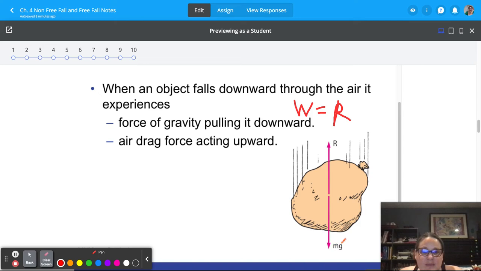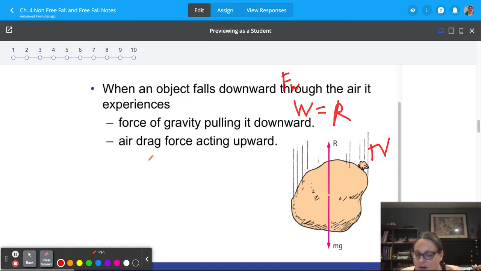So mg is mass times gravity, which is another way of saying weight. So m times g equals weight, which is a force. Another way of writing weight is actually F sub W, so that makes it more clear that it is a force, but specifically the force of gravity, which is the weight of the object. All right, air drag force acting upward, we're representing that with an R. When these two are equal, we're at terminal velocity, and we are no longer accelerating.